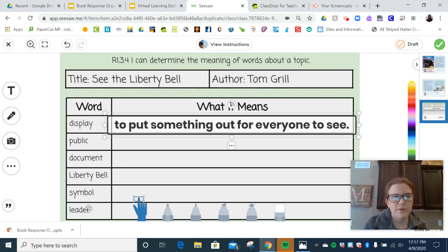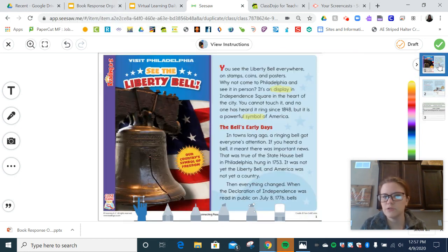So we did see the word symbol, and we also have to look for these words: public, document, Liberty Bell, and leader while we're reading this article. Let's take a look over here. Go back to our story. So symbol, it says you cannot touch it, and no one has heard it ring since 1848, but it is a powerful symbol of America. Let's see. Let's keep reading and see if we figure out some more.